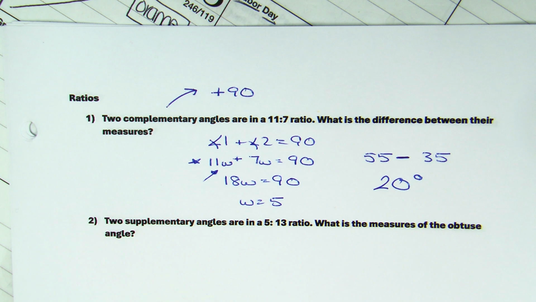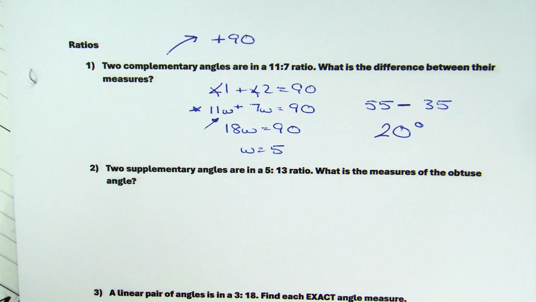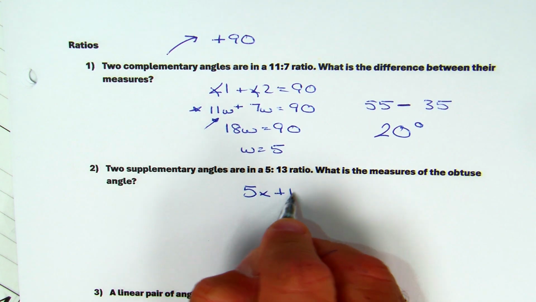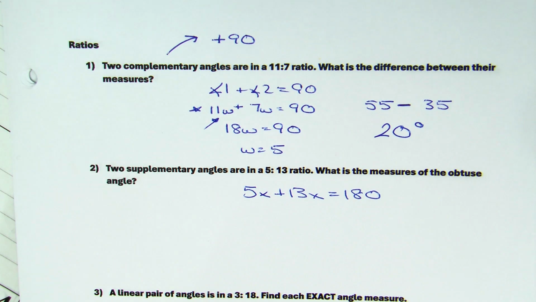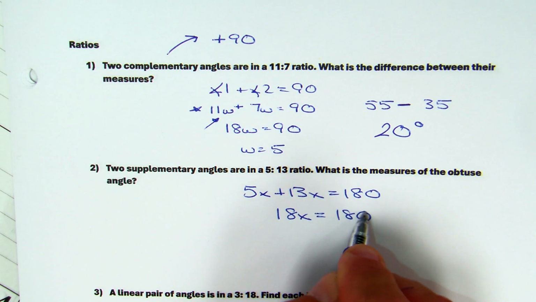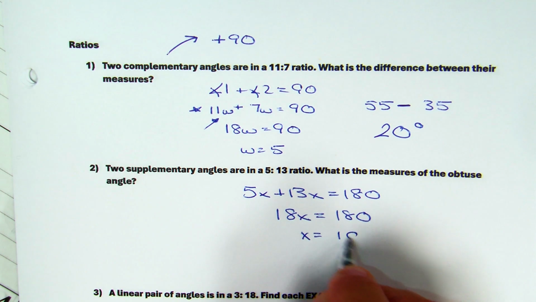Make sense? Any issues? All right, next one, two supplementary angles. What's the difference? Well, supplementaries add up to what? 180. 5x plus 13x equals 180. What's 5x plus 13x? 18x. 18x equals 180. X is equal to 10.